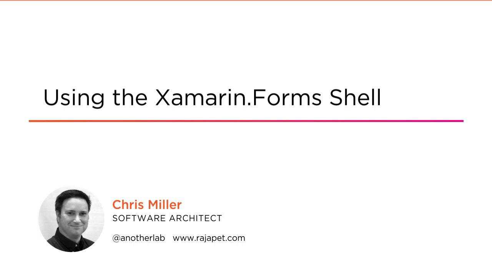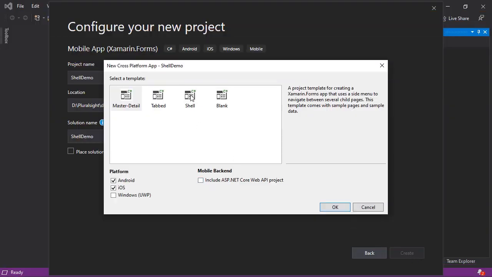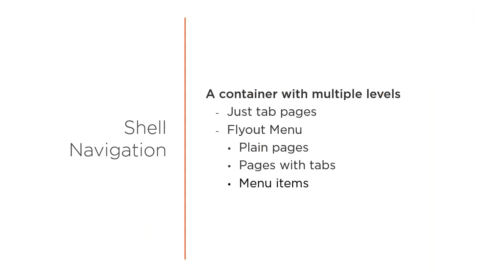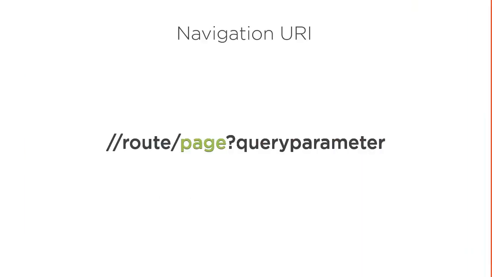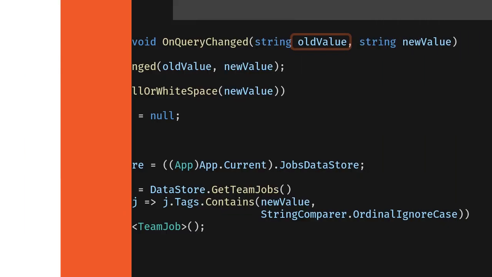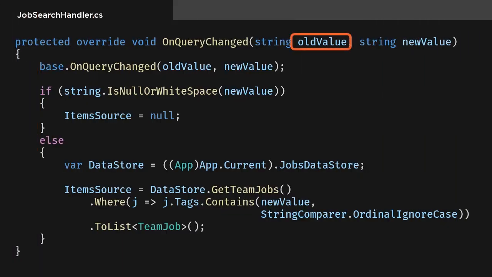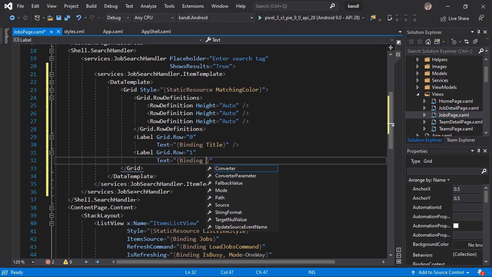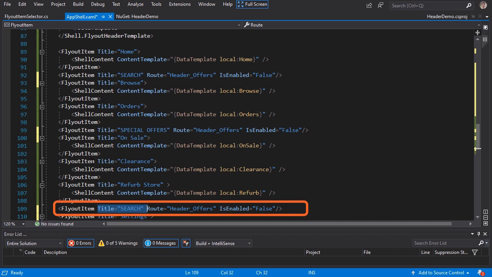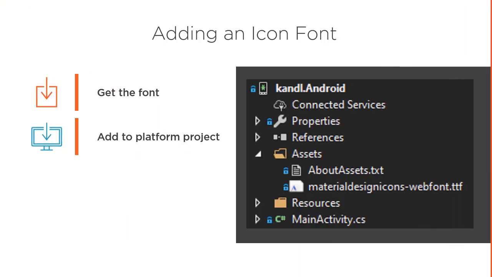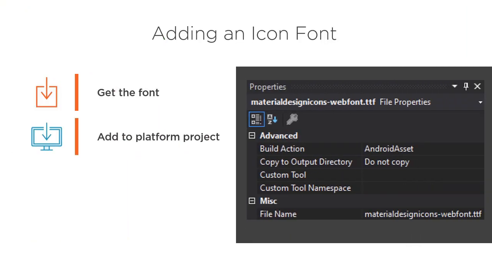Some of the topics that we will cover include how Shell compares to the master detail template, understanding the Shell navigation types, creating a flyout menu, working with UI navigation, how to use the search functionality that comes with Shell, how to add group headers to the flyout menu, how to use an icon font for scalable images on the flyout menu, and we'll briefly touch on writing a custom renderer for Shell.